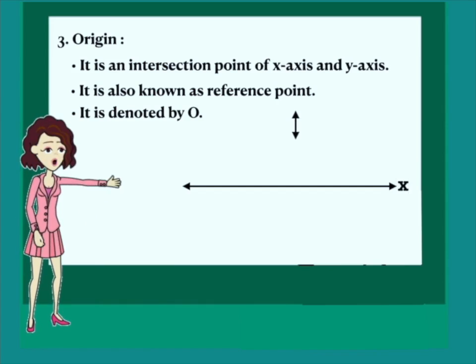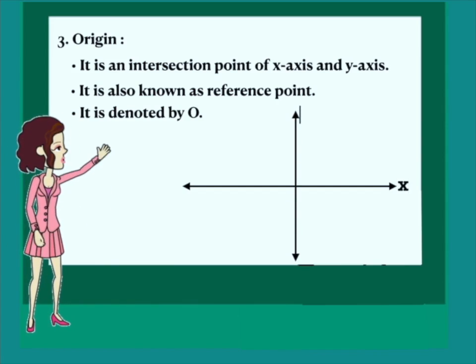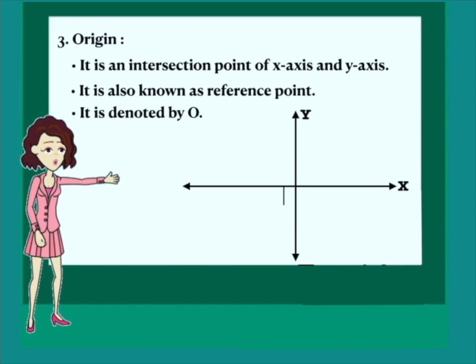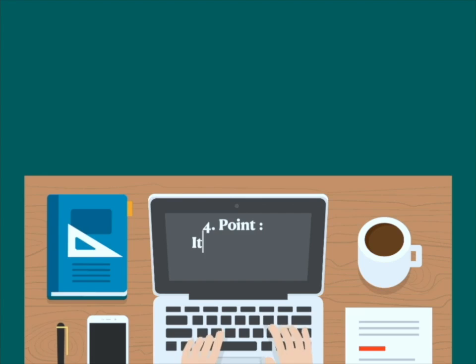Origin, it is the intersection point of the x-axis and y-axis. It is also known as the reference point. It is denoted by O.